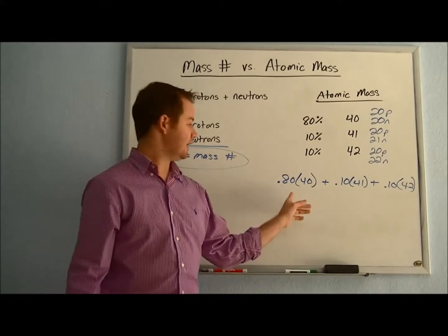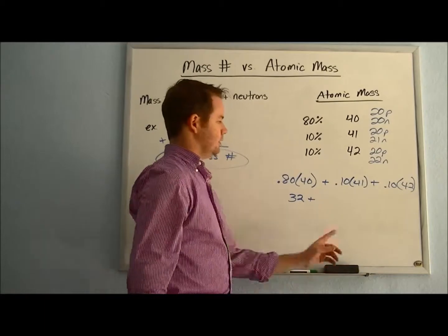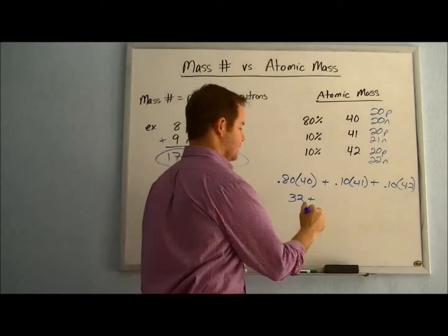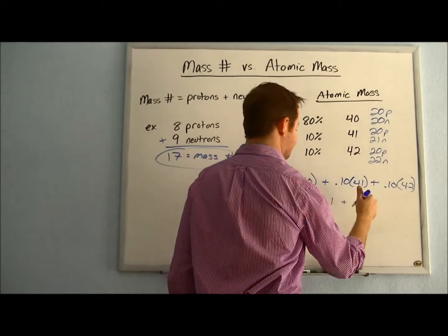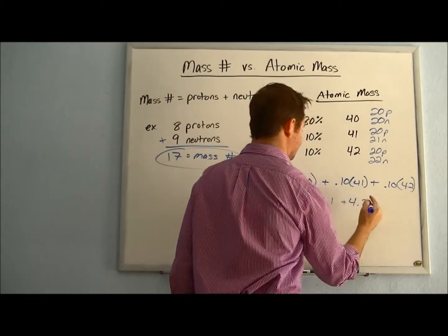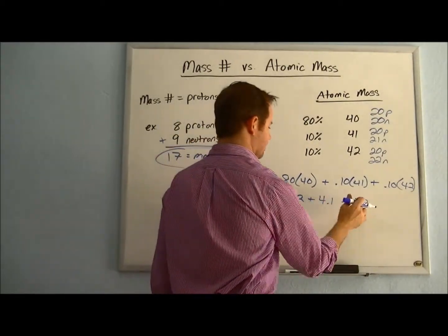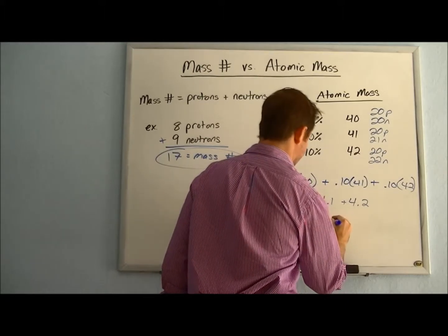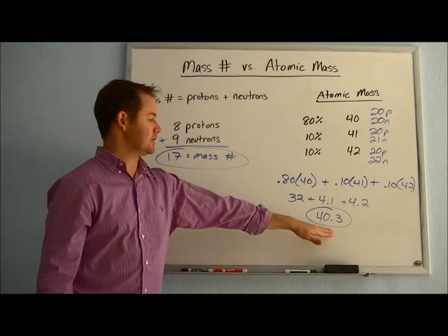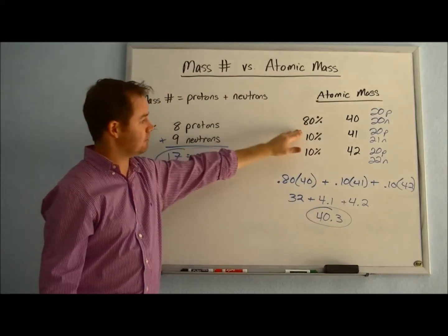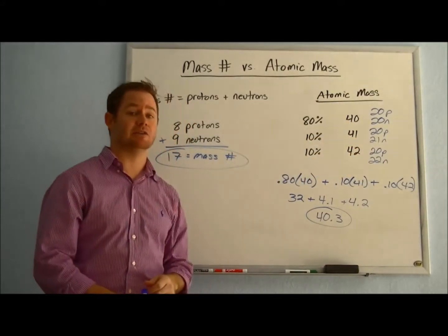And when doing the math on that, 0.8 times 40 comes out to be 32. 0.10 times 41, 10% just means you're moving the decimal over one place, that would be 4.1. And 0.10 times 42 would be 4.2. And together, when we add that all the way up, 32 plus 4.1 plus 4.2 gives us 40.3. So this is how we would calculate the atomic mass for this particular element based on these percentage occurrences of these different atoms with these varying mass numbers.